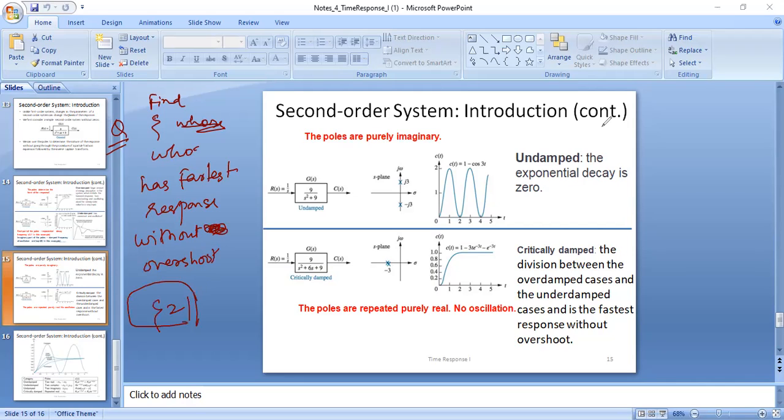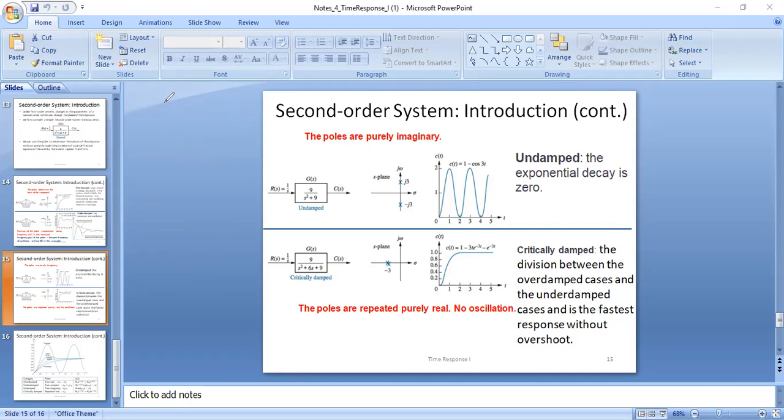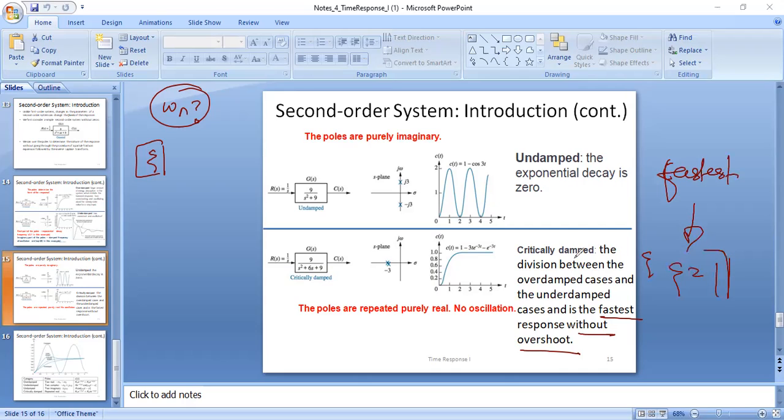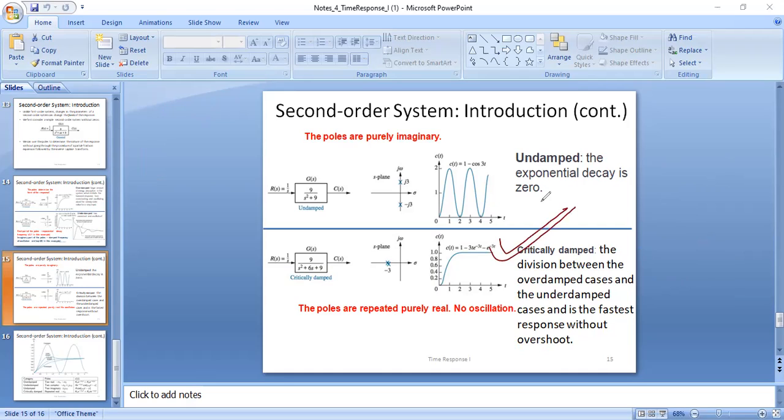Suppose in the question you have to find the omega n value, but they haven't given you the zeta value, though they have written that your response is the fastest response without overshoot. Whenever it is the fastest response, you will say zeta is equal to 1. I think a question will come on this, because I have solved many exams and this question is surely in control systems.